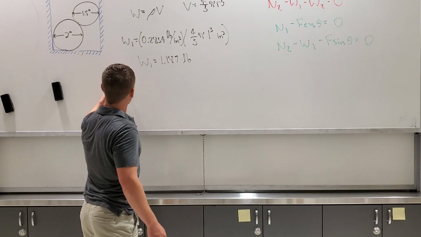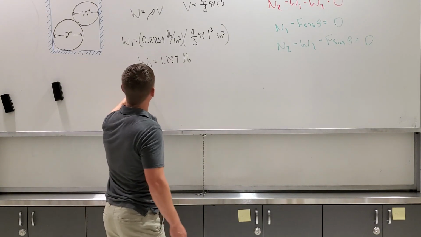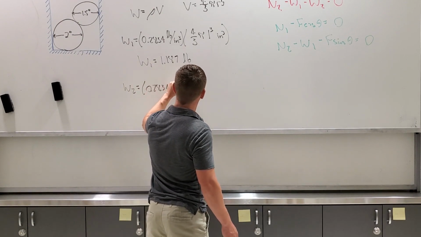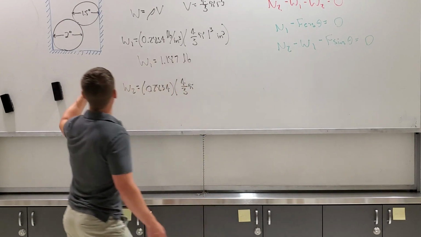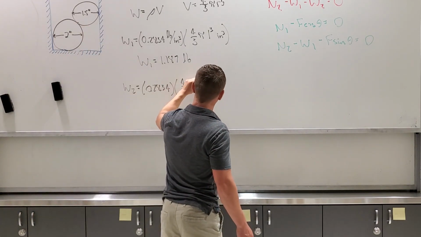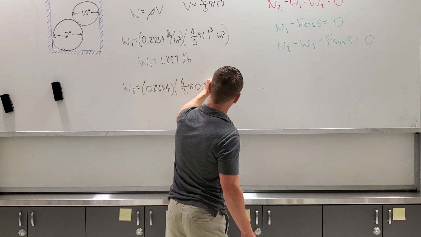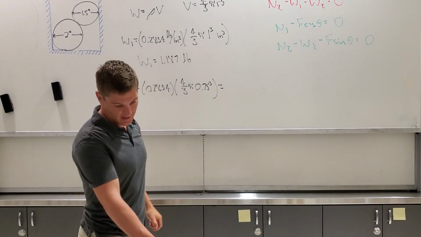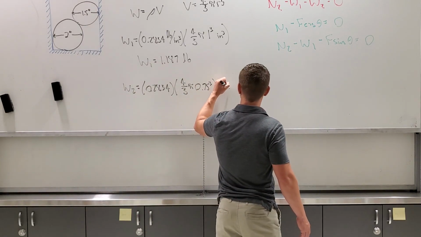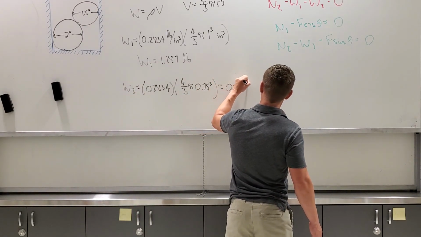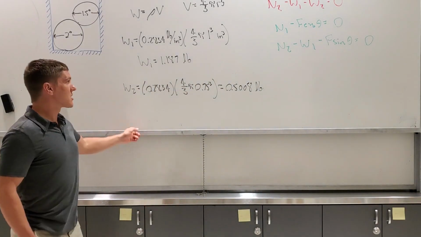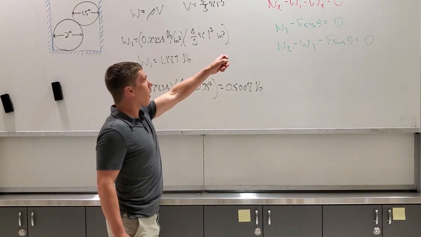I can do the exact same thing for the 1.5-inch ball bearing. So weight 2 is going to be equal to 0.2834 times 4/3 pi. The radius of a 1.5-inch ball bearing is 3/4 of an inch, so 0.75 cubed, which is going to be in fact 0.5008 pounds. So now we know what the weights are in our equations.